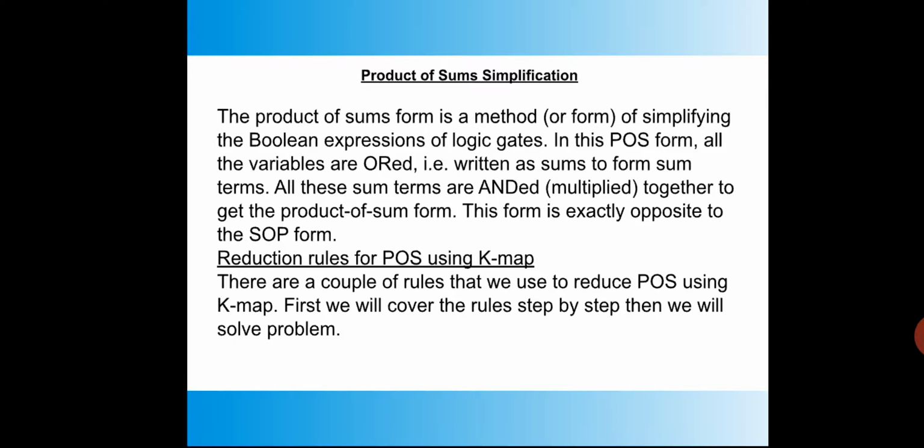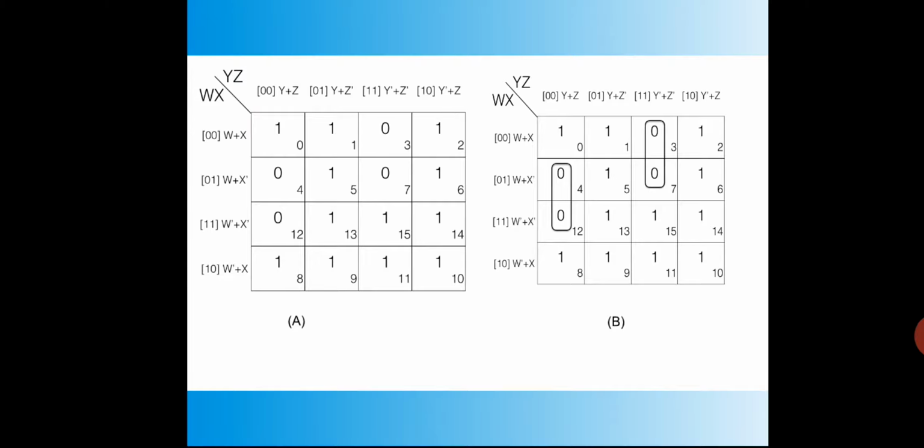In the previous video I already explained how exactly POS and SOP work, but now let us see how you can combine this with the K map method, or map reducing concept. Reduction rules for POS using K map. There are a couple of rules that we use to reduce a POS using K map. First we will cover the rules step by step, then we will solve the problem. We will see it in terms of the image itself.